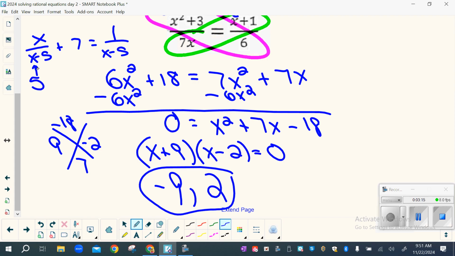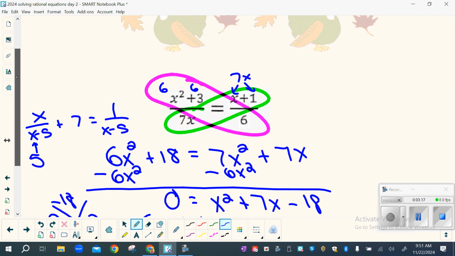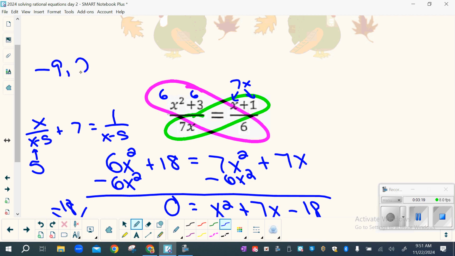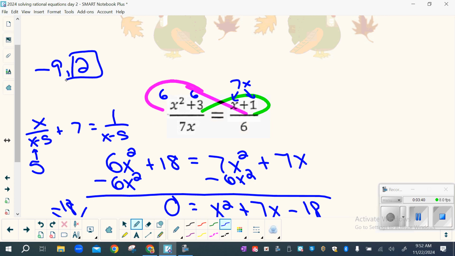So watch what we're going to do. I got negative 9 and positive 2. I'm going to go back to the original problem. All I have to do to see if they're naughty bad answers is just look at the denominator. 2 times 7. Is that 0? No. 2 is a good answer. Negative 9 times 7. Is that 0? No. It's a good answer.